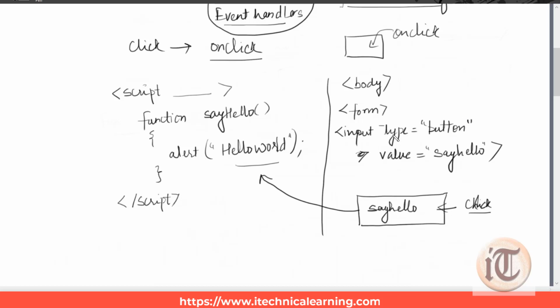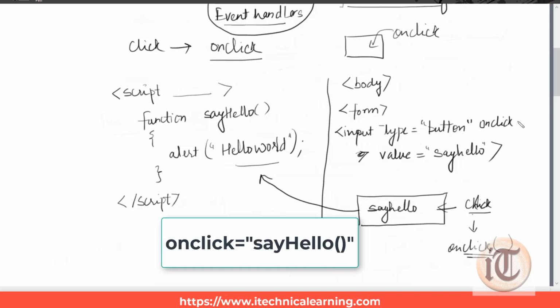Okay, so the event that is associated with the button is click, and the event handler is onclick. So on click we want to perform something. I'll write this code as input type equal to button, and I'll write onclick equals double quotes, and I'll call this function. The function name is say hello, and then I close the double quotes.